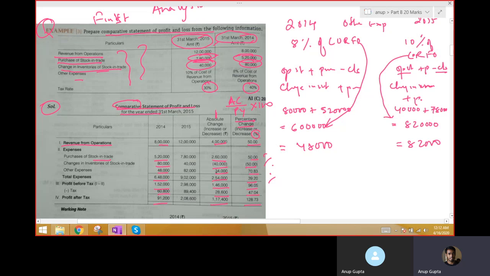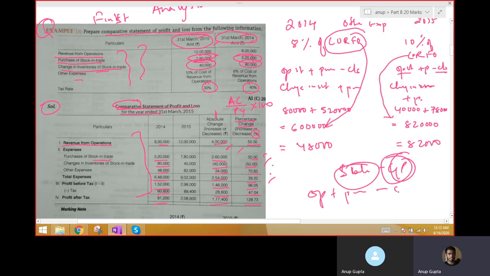Okay, this is it. This column will need to be computed at the end, and this you just need to put in the format. Here in this case you need to find cost of revenue from operation. There were two formulas, rather: sales minus GP. Sales was given but GP was not given, so we will not use that formula. Rather we use opening stock plus purchase minus closing stock.